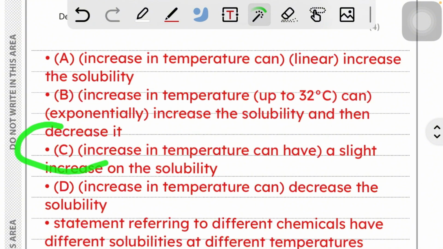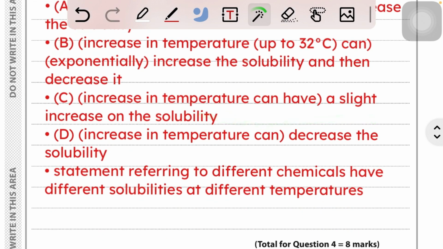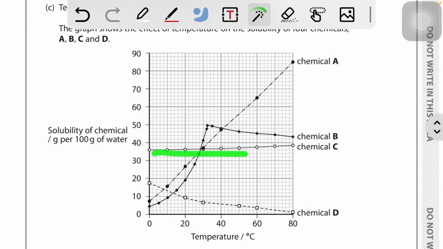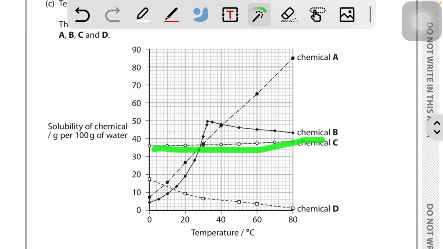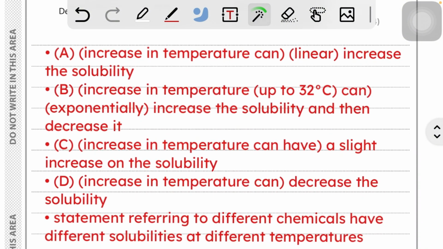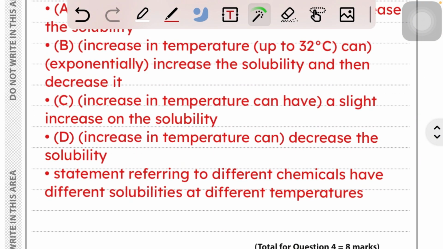For chemical C, an increase in temperature can have a slight increase on the solubility. As I said, it shows a slight increase but not even constant, a slight increase. And for chemical D, an increase in temperature can decrease the solubility. It shows a constant decrease, right? It's not increasing.